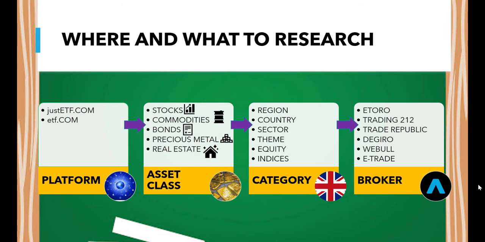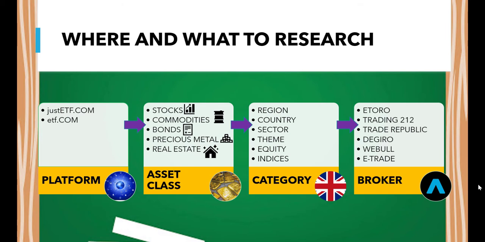And so, for example, if you're European, you cannot invest in ARK Invest ETF, unfortunately. But if you're in the US, of course, you can, and you can use the website etf.com. So now, once you choose the platform, you have to choose the asset class. So what's the product that you want to invest in? Because an ETF can be created out of everything, like only precious metals or only real estate or only bonds.